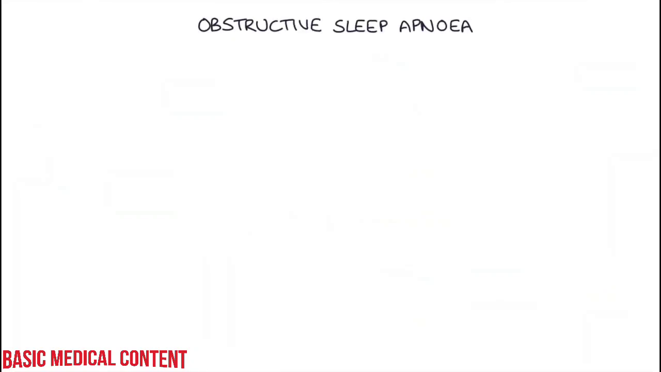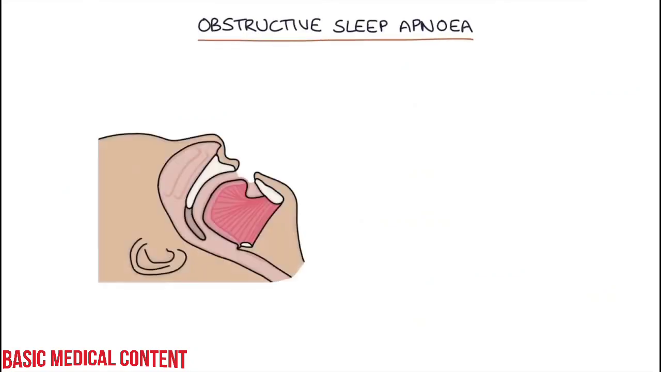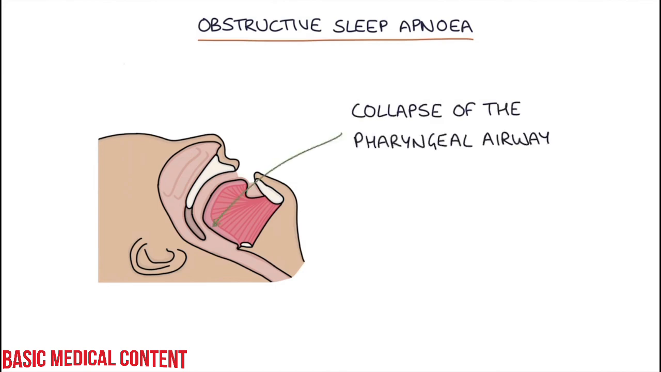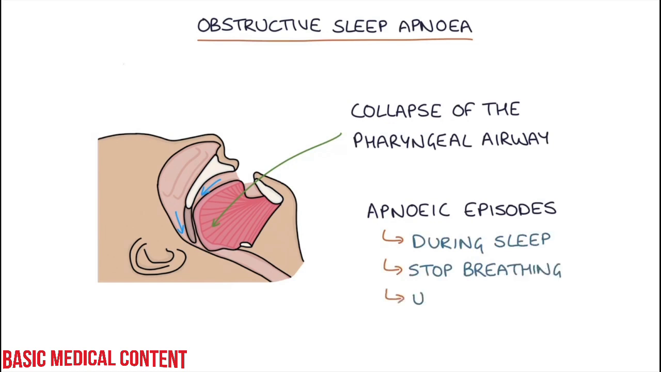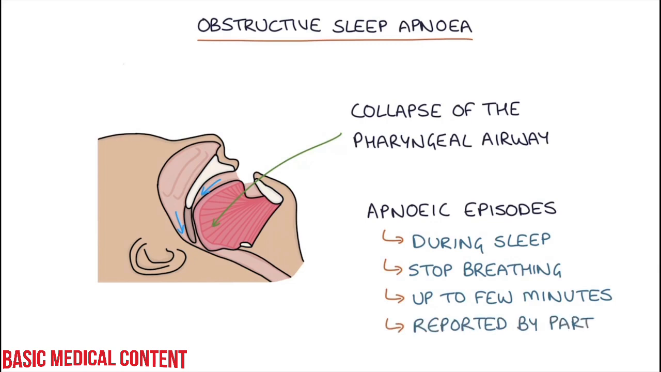Obstructive sleep apnea is caused by collapse of the pharyngeal airway during sleep. It's characterized by apneic episodes during sleep where the person will stop breathing periodically for up to a few minutes. This is usually reported by the partner, as the patient is unaware of these episodes.